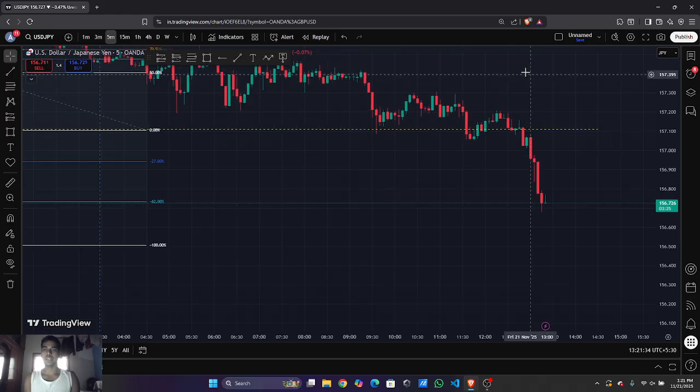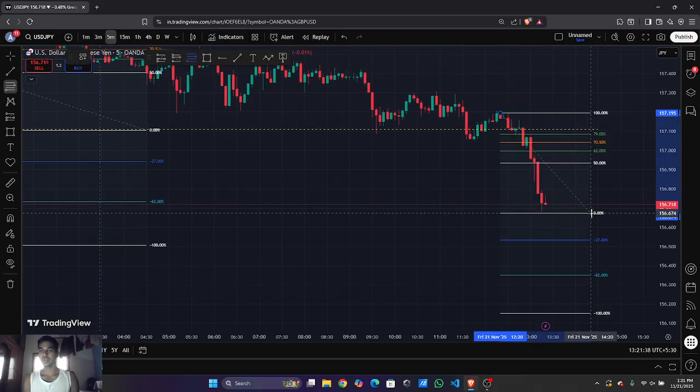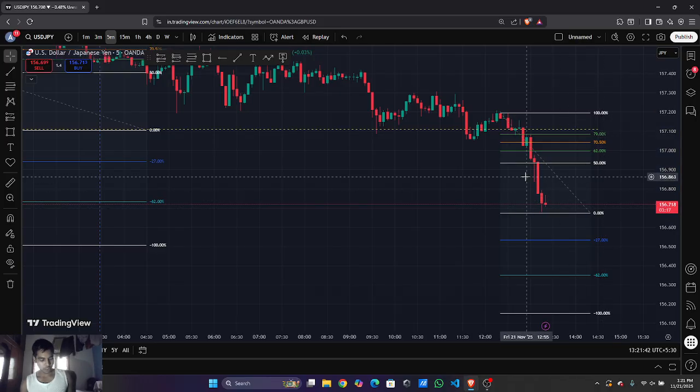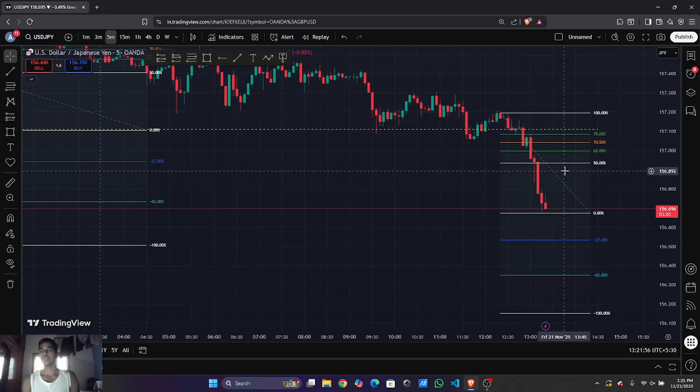I won't prefer to trade JPY because it has moved without retracement, so I need at least a 15-minute retracement of this level. We might not get trades in JPY, but I will mark 50% retracement. Then I will look what happens.